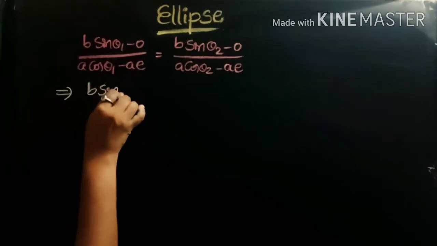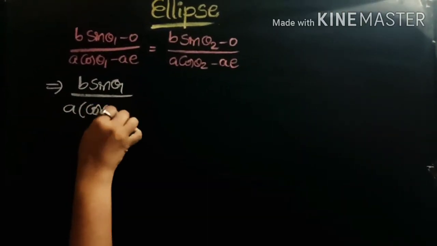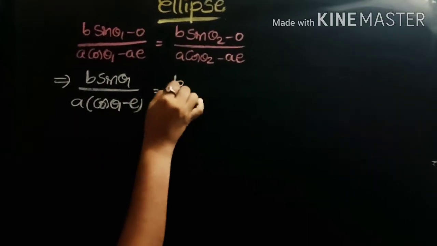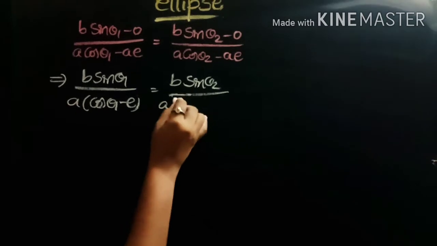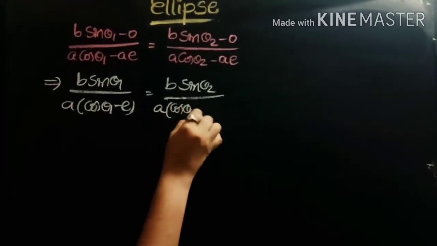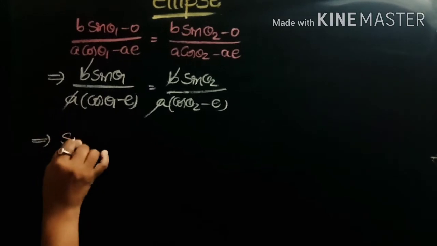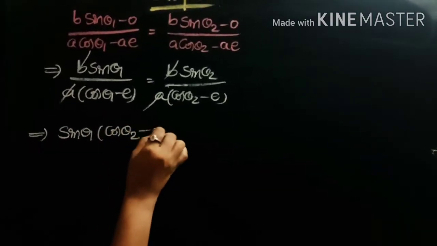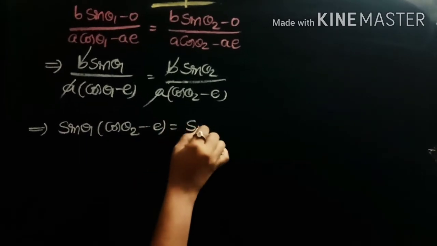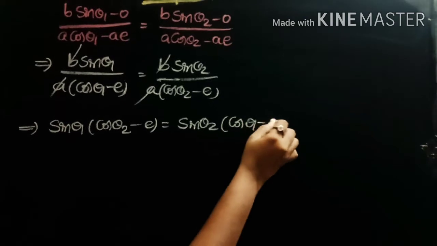b sin theta 1, by taking a common in the denominator, that is a into cos theta 1 minus e, is equal to b sin theta 2, by again taking a common here, a into cos theta 2 minus e. Taking the cross product, we get sin theta 1 into cos theta 2 minus e is equal to sin theta 2 into cos theta 1 minus e.